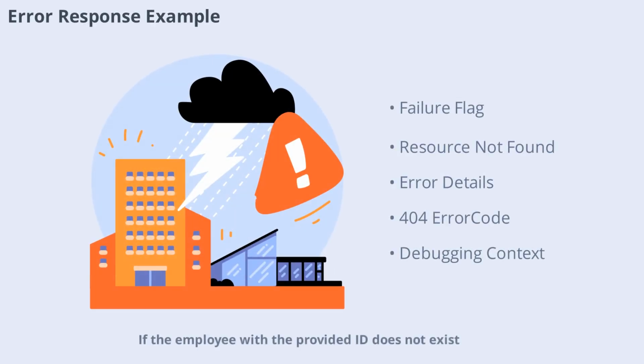If the employee with the provided ID does not exist, the API returns an error response. The success flag is false, the message indicates the resource was not found, and the errors field lists the specific issue. Error code is set to 404, with timestamp and path for debugging. This structured error helps clients handle failures gracefully.